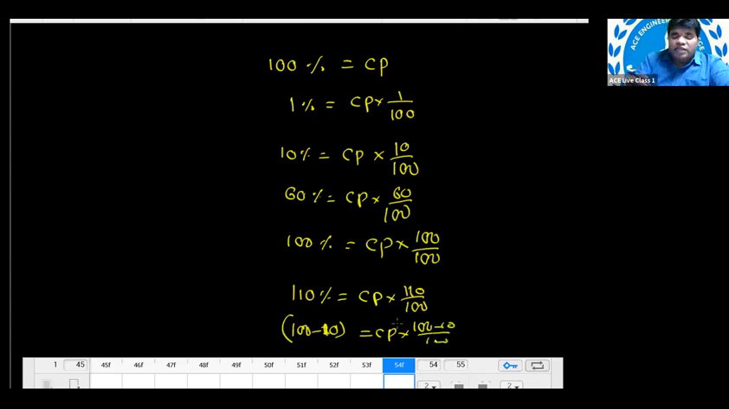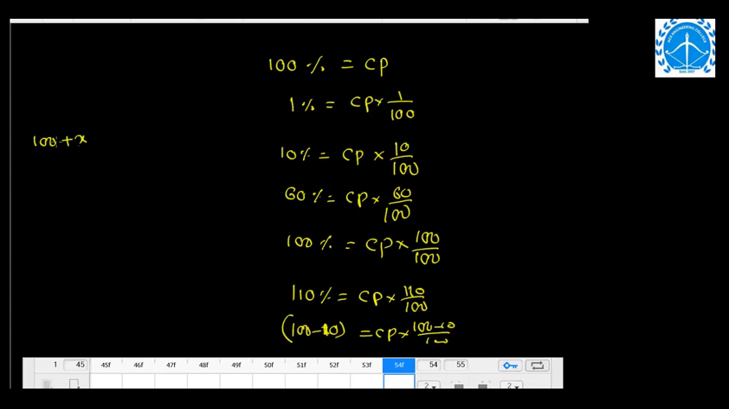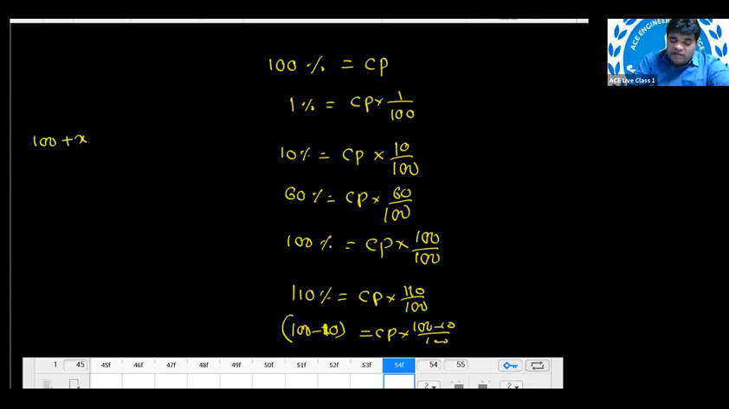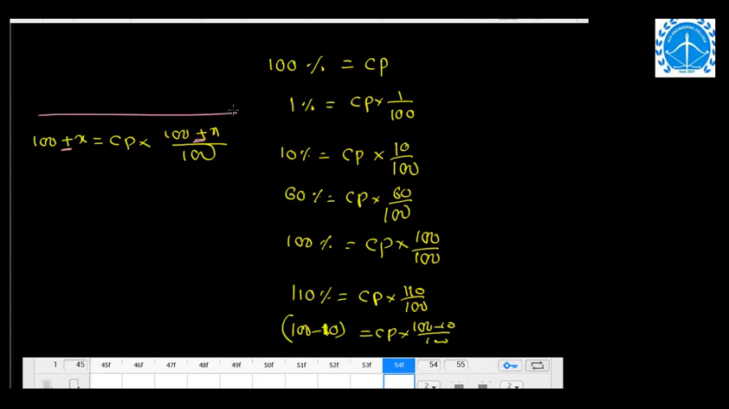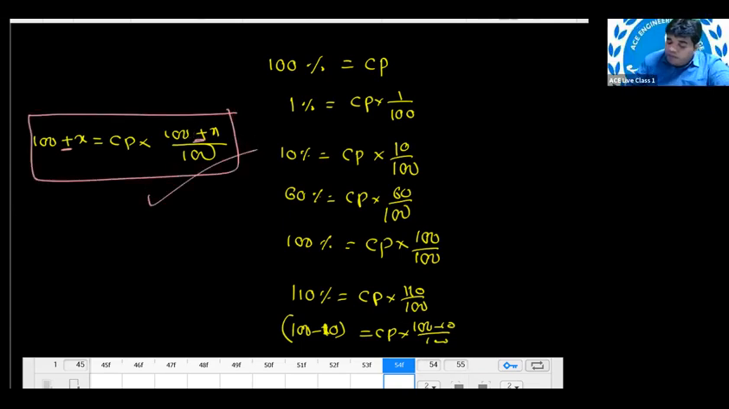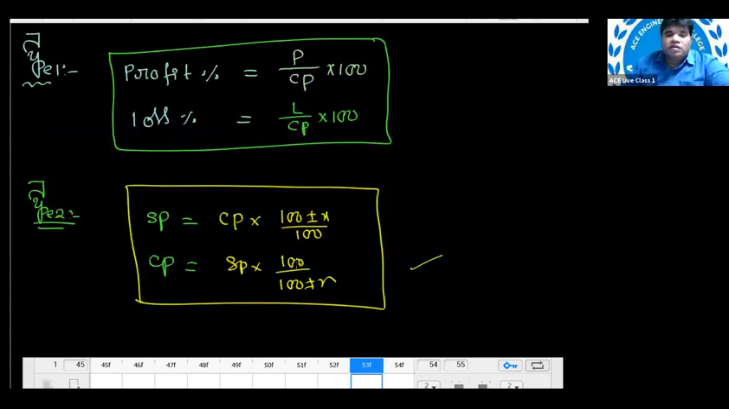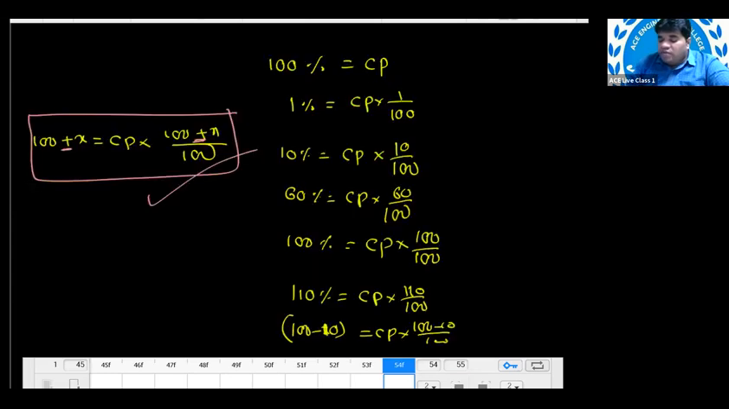X percentage profit, then how to write? Here, 100 plus X is equal to CP into 100 plus X by 100. Suppose the same X percentage is loss, then minus. This is our formula proof. Formulas are not necessary, you don't need to remember any formula, just observe. It is important from the notes point of view.